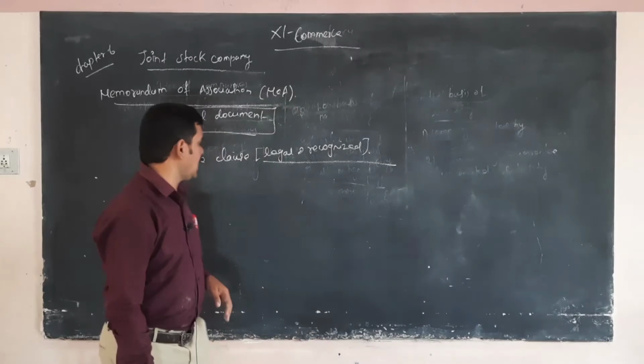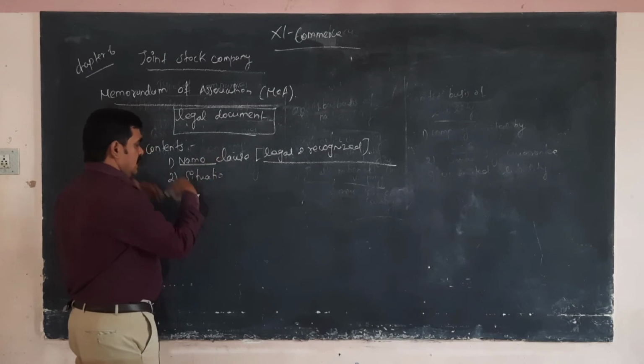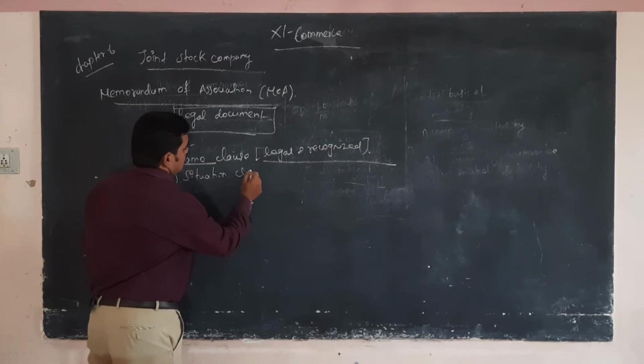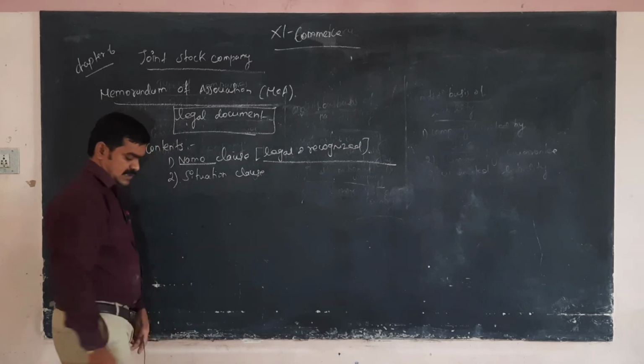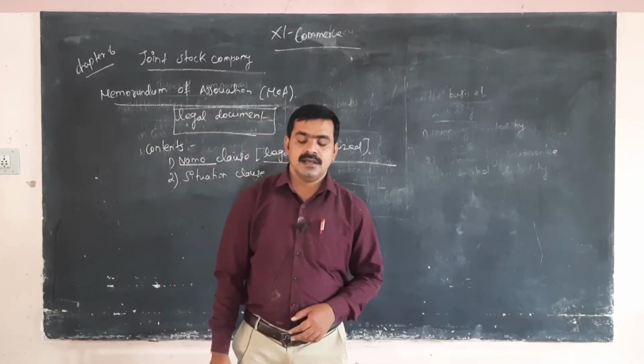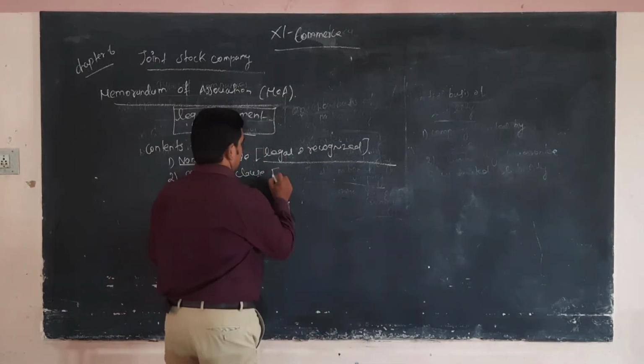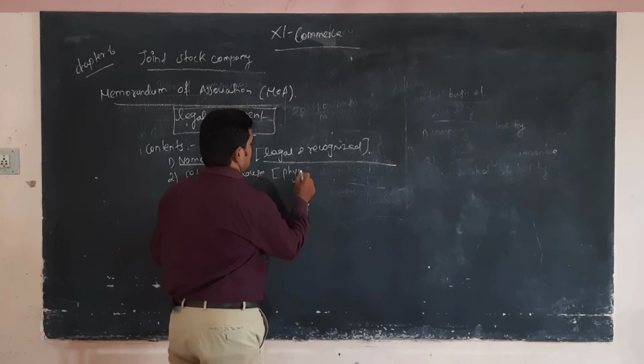Next one, situation clause. First the name is registered, then the situation. What is situation? That is the area, the place. The registered office clause requires the physical location of the company. This is called the physical location.